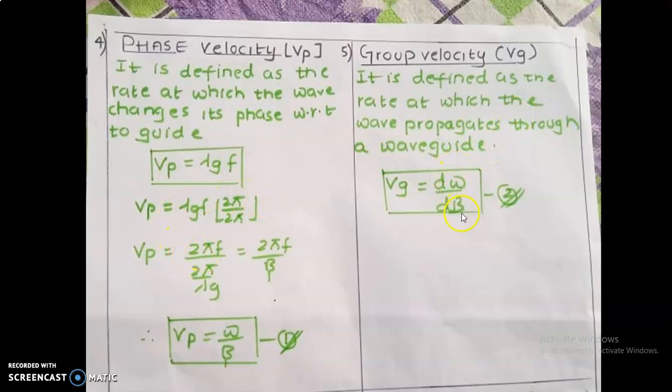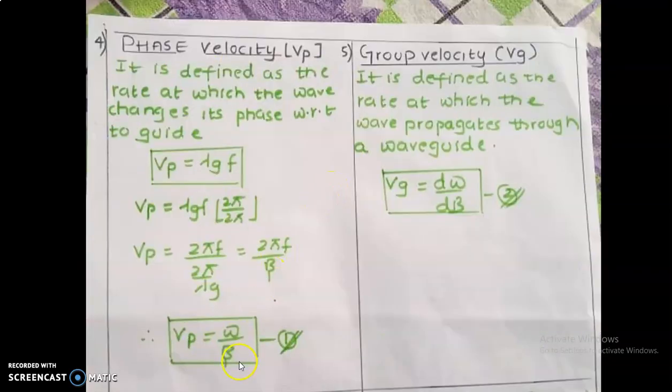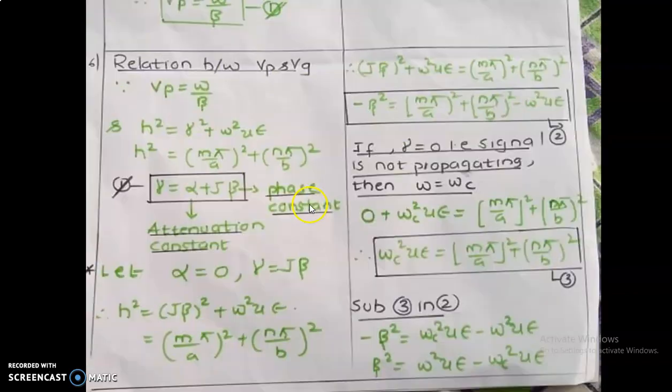And this is nothing but your group velocity, which is defined as a ratio of rate of change of omega by rate of change of beta. That is a differential of omega with respect to beta, that is phase constant. Next, now let us find the relation between phase velocity and group velocity. So we're going to find the relation between these two. Now you know this part from the previous one, that h square is nothing but a square plus b square.